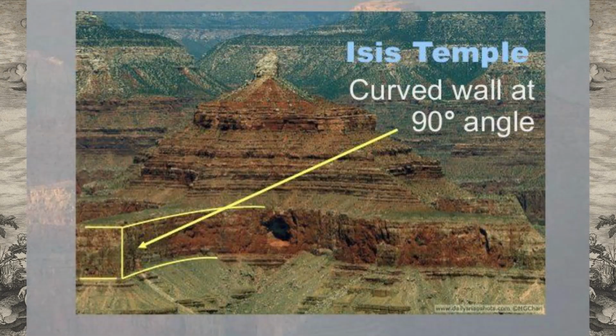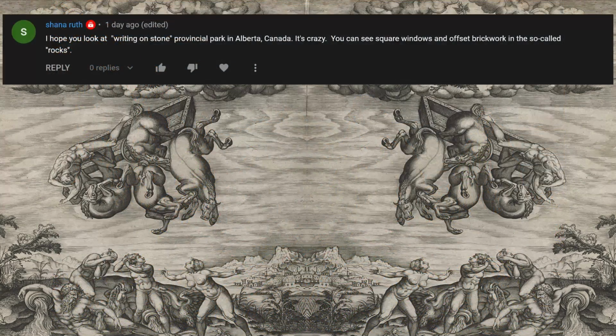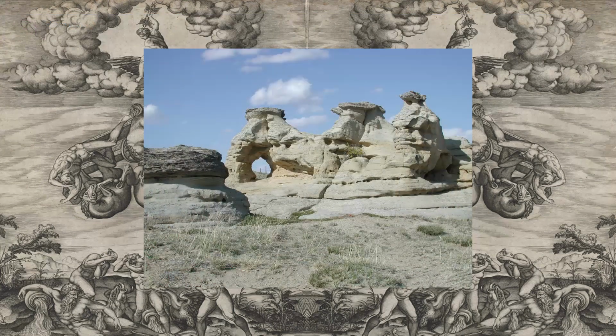So I mean, at this point, everything really becomes questionable. The Grand Canyon, Sedona in Arizona, which is known for having this very mystical energy, and these formations that kind of debunk any type of erosion argument. A recent viewer made this comment about writing on stone in Provincial Park in Canada. It really does look like a bunch of melted structures to me. And you really just see these types of structures all around the world.